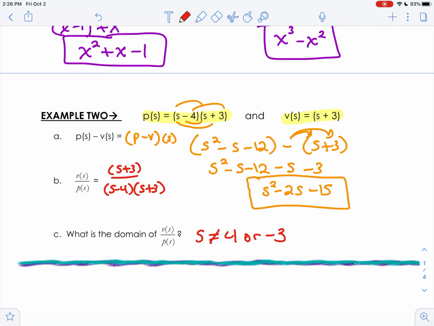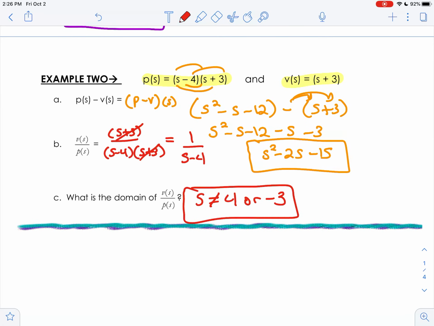Now, you want to do your domain before you do this next step, because technically we could simplify part B. But I didn't want to do this before I did my domain, because now you have an s plus 3 on top and an s plus 3 on bottom. So technically we can write 1 over s minus 4. But you have to make sure you still include for your domain that negative 3 cannot be an s.